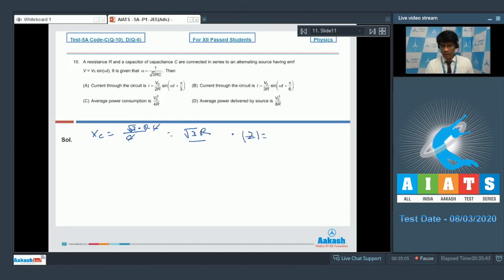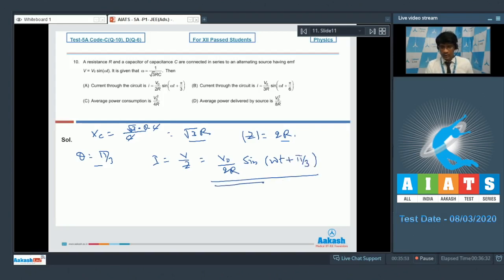So Z will be 2R. And the phase angle, definitely it would be root 3 R divided by R, that is coming out to be root 3. So tan inverse root 3 is how much? Pi by 3. So current I would be V divided by Z, or V0 divided by 2R sine omega t. This is a capacitive circuit, so the phase will be pi by 3 here. Clearly option A is the correct answer here. The current through this one will be the wrong statement.